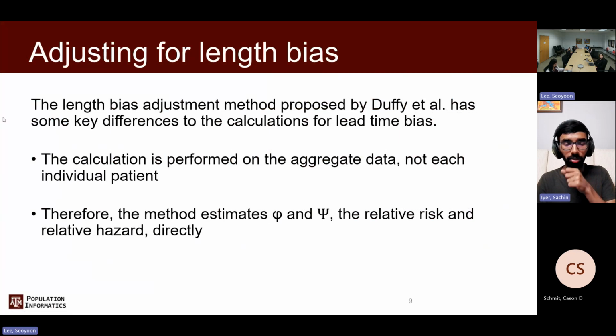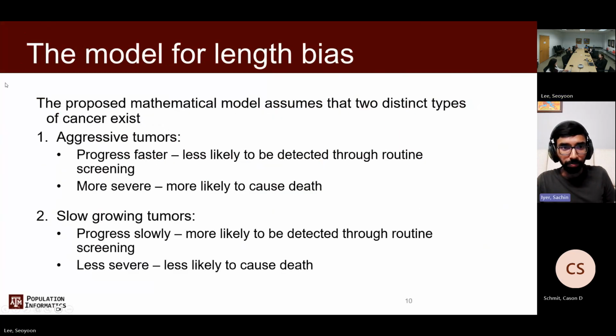So, the methodology followed is in the following slides. The model for length bias is based on a mathematical model that assumes that there are only two distinct types of cancer. There are aggressive tumors and there are slow-growing tumors. The aggressive tumors are assumed to progress faster, because of which they are less likely to be detected through routine screening, and they're assumed to be more severe, due to which they're more likely to cause death.